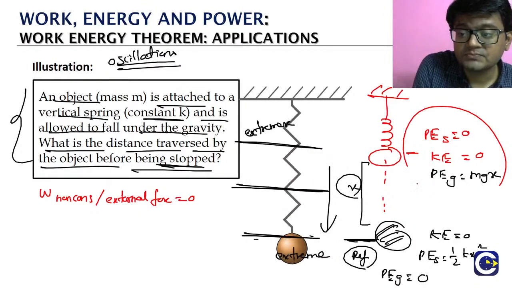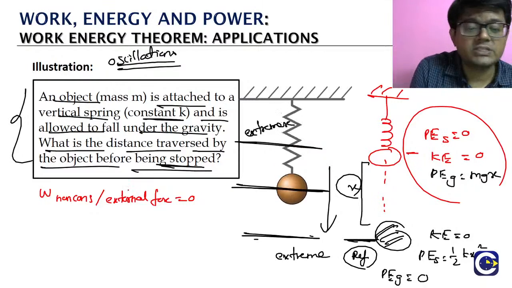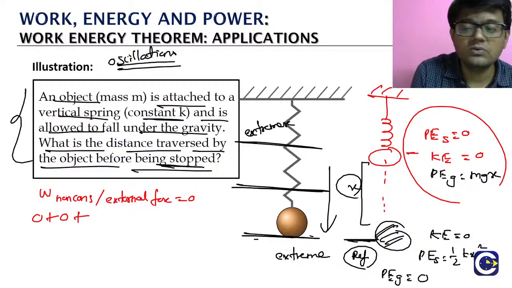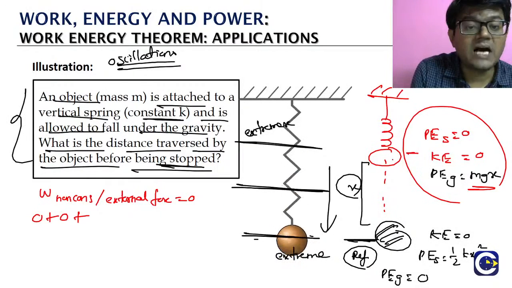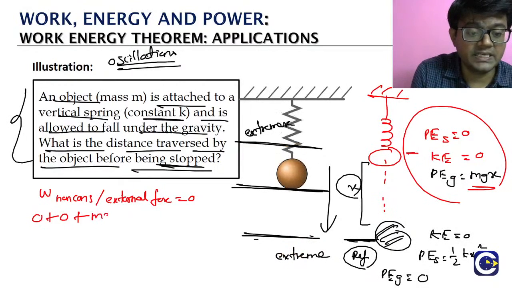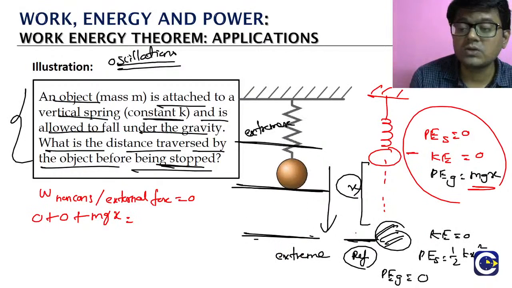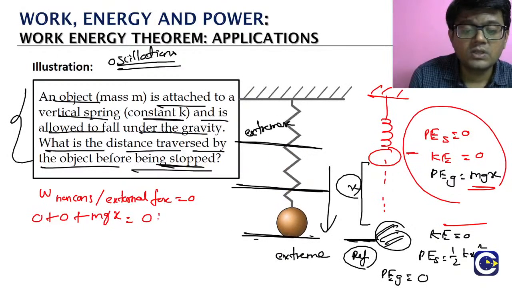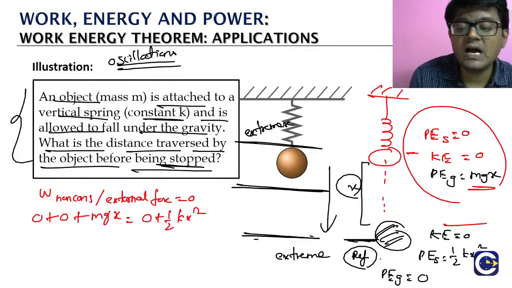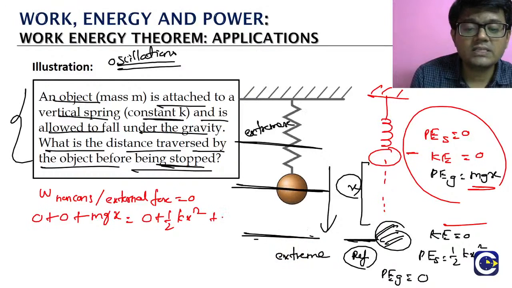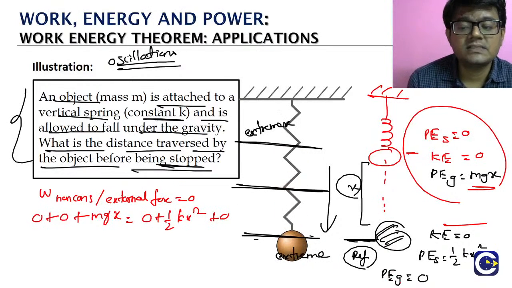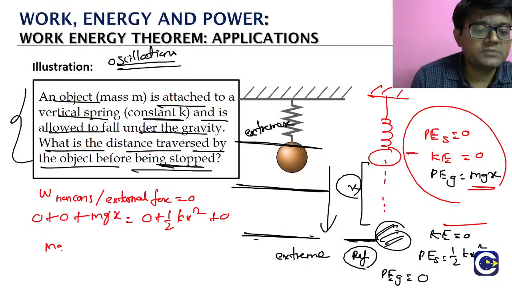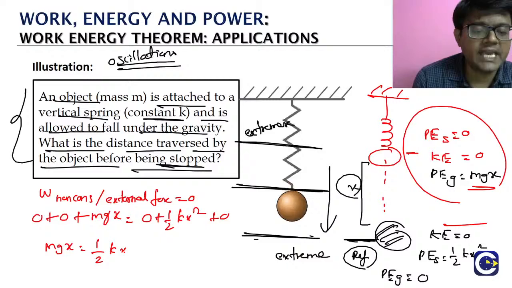Initially, look here, the spring potential energy is 0, plus the kinetic energy of the mass 0, plus the gravitational potential energy of the mass, how much? mg into x is equal to what? Finally, what is the kinetic energy of the mass? 0. The spring potential energy is half kx square. What is the gravitational potential energy of the mass? 0, because that is what we take as the reference. Okay? So look, mgx is equal to half kx square.